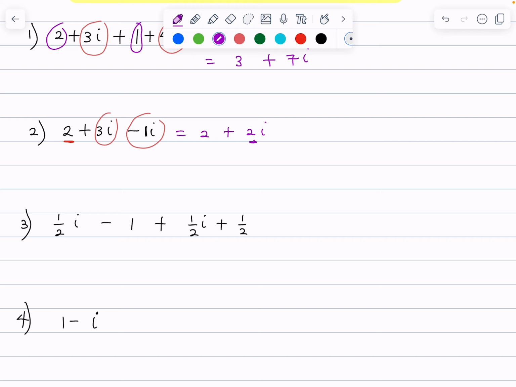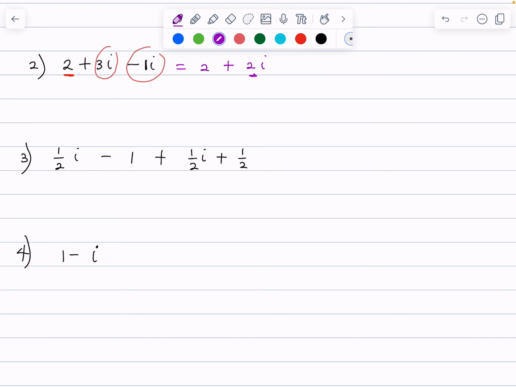Okay, so let's look at example number 3. Now for this one, you see this one has I, and this one also has I. So you bring them together. So this is just going to be half I plus half I, right? Then this one, negative 1, is without I, and plus half is without I. So I'll bring them together. I have negative 1 plus half.